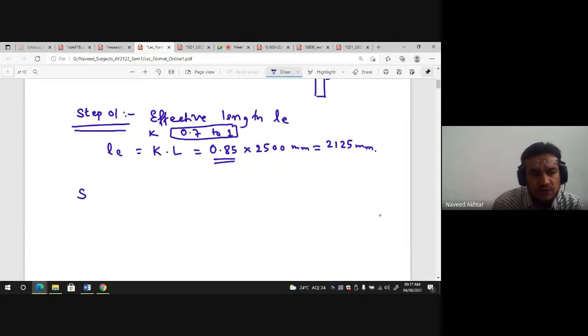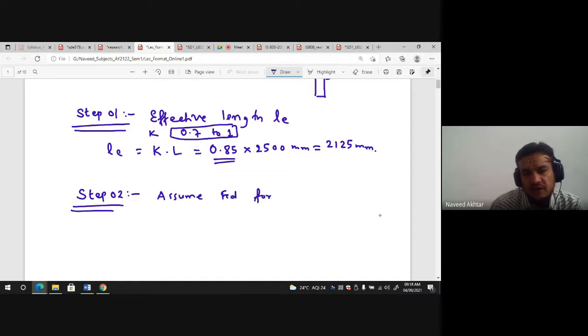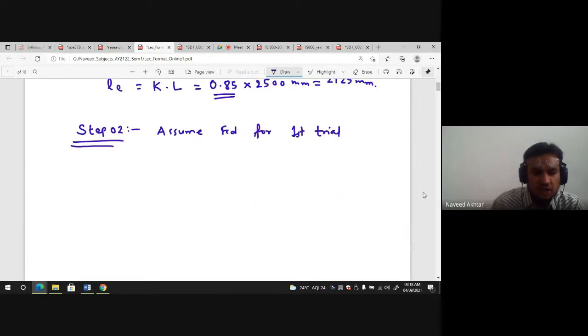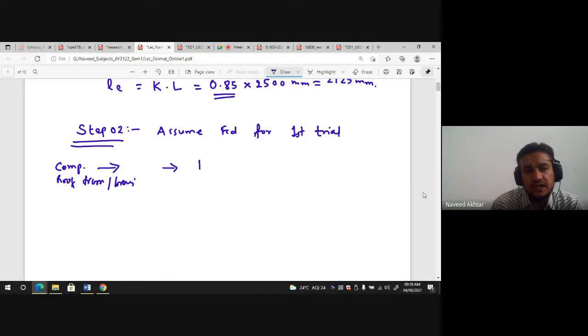Now in step number 2, because we don't know the section, we know the load, so we can assume the FCD for first trial. पहला ट्रायल के लिए हम क्या करेंगे, एसपीजीए. तो मैंने आपको पहले भी बताया कि अगर आपका मेंबर ऑफ रूट ट्रस है तो एफसीडी जो अज्यूम करेंगे, कंप्रेशन मेंबर ऑफ रूट ट्रस अगर है, ट्रस और ब्रेसिंग है, FCD you will assume in between 80 MPa to 120 MPa.